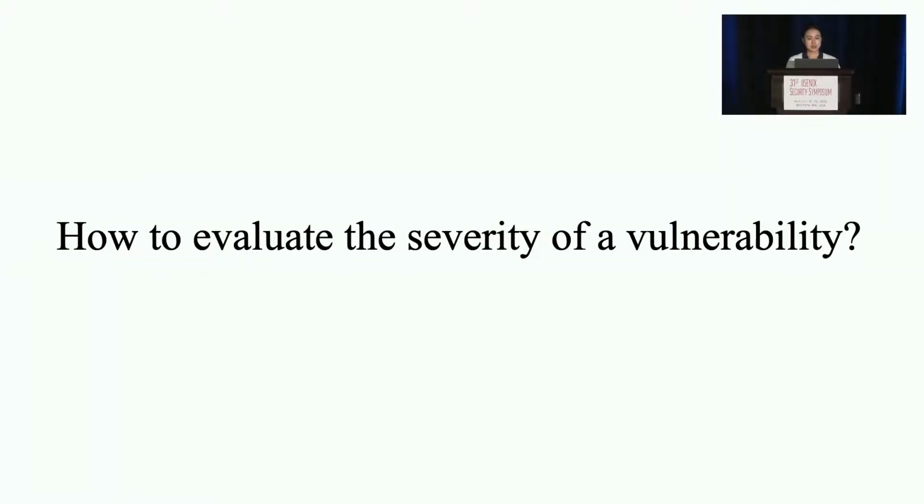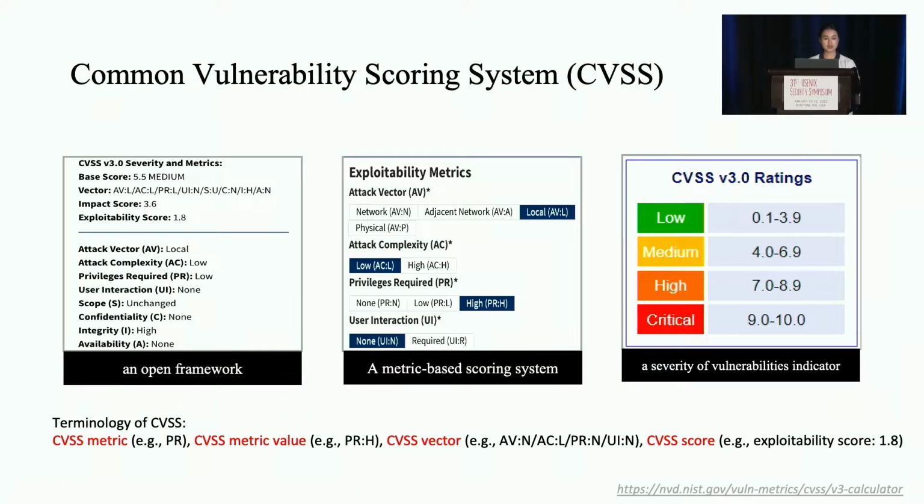So with the limited maintenance resources, the security engineer usually needs to evaluate the vulnerability severity in order to prioritize patches. So given a vulnerability, how to evaluate the severity? The Common Vulnerability Scoring System, CVSS, is an open and well-adopted framework to evaluate the severity. Figure 1 shows an example of the Linux kernel evaluated by the CVSS system.